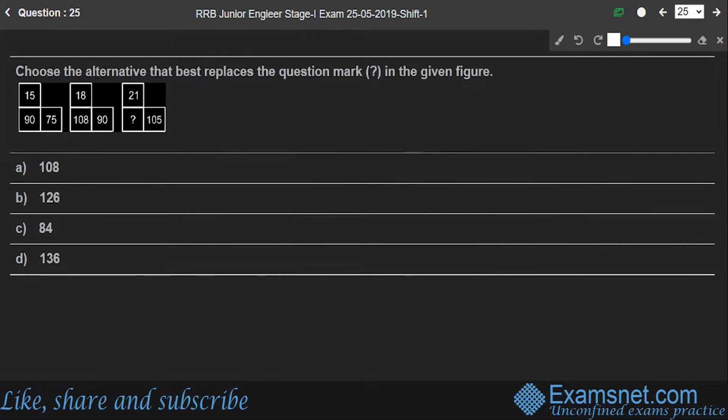You have to choose the alternative that best replaces the question mark in the given figure. So where is your question mark? Here you have your question mark. You have to find out what will come over here. So notice one thing. If I add both of them, you get a 90. If I add both of them, like 18 plus 90, I will get 108. Similarly, if I add 21 and 105, I get 126. So you will have 126 at this place, which makes B.